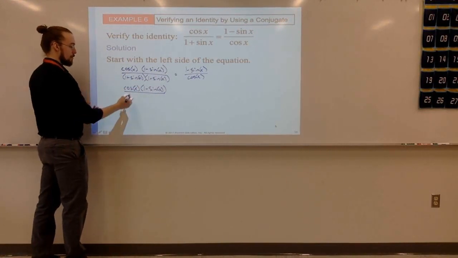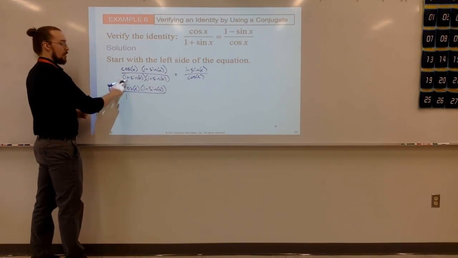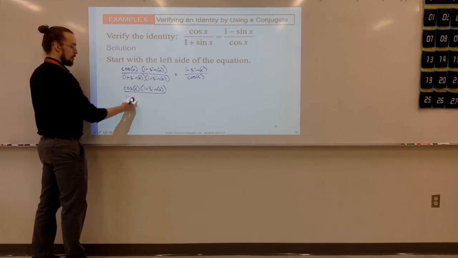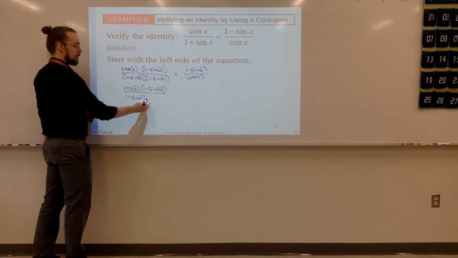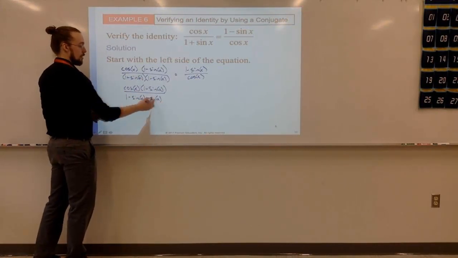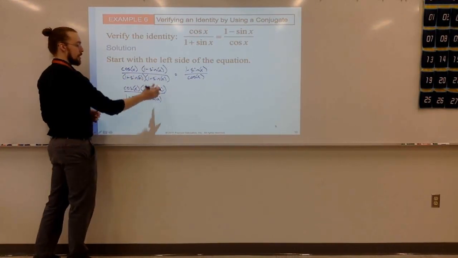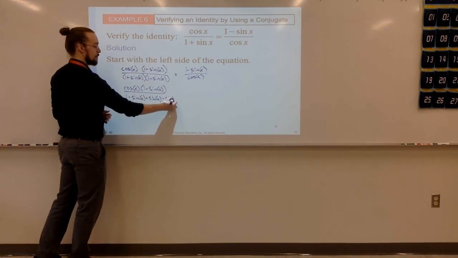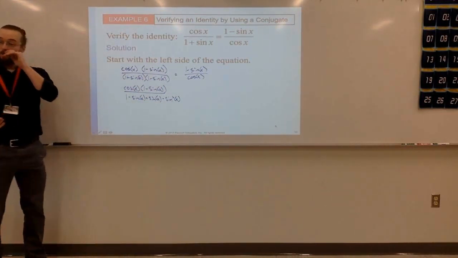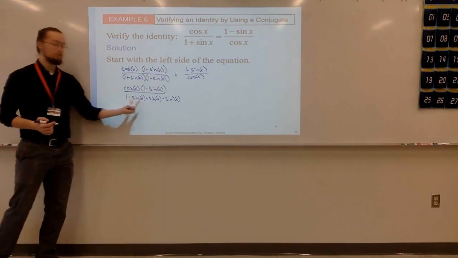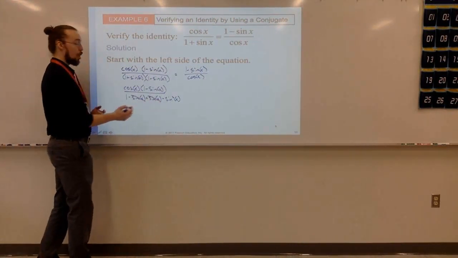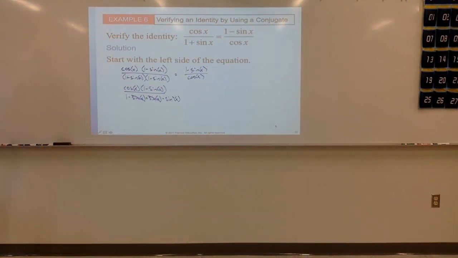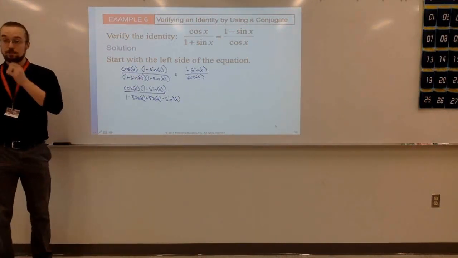we'll have 1 times 1 is 1. Then 1 times negative sine would be negative sine. Then sine times 1 would be plus sine. And then we'll have sine times negative sine would be negative sine squared. So what happens is the middle two terms cancel out. Right? We have negative sine and positive sine. That's always going to be the case when we multiply by a conjugate. That's why multiplying by a conjugate is a nice strategy.